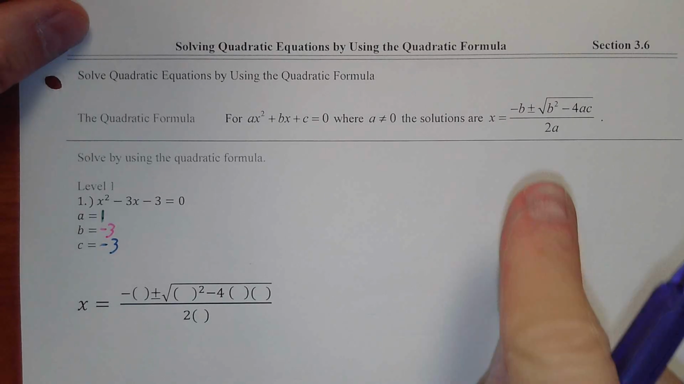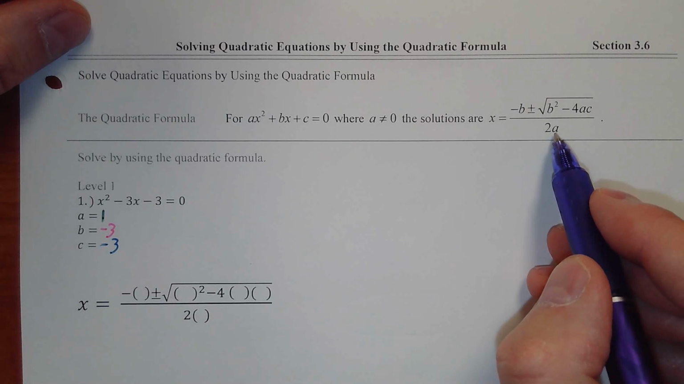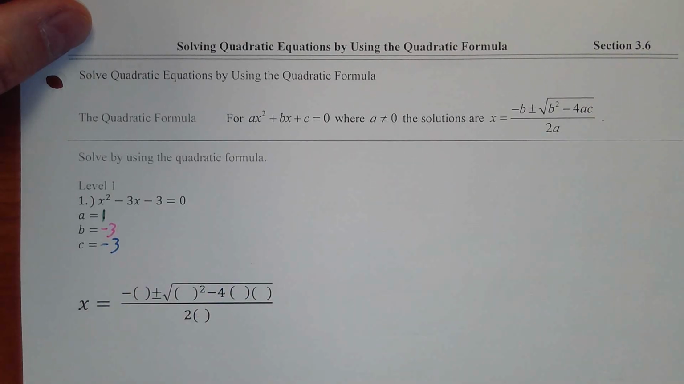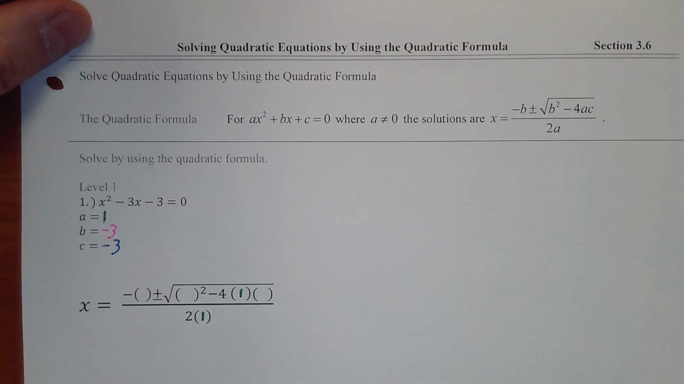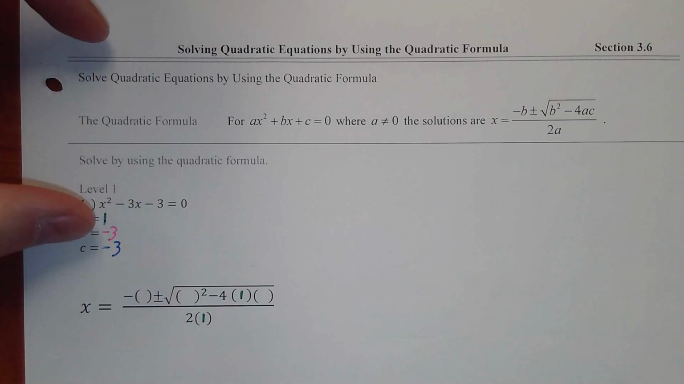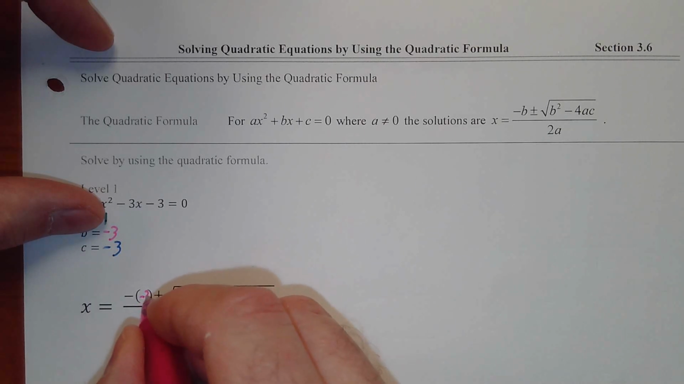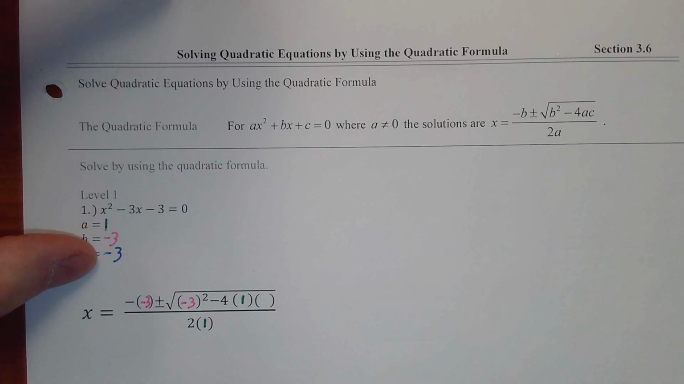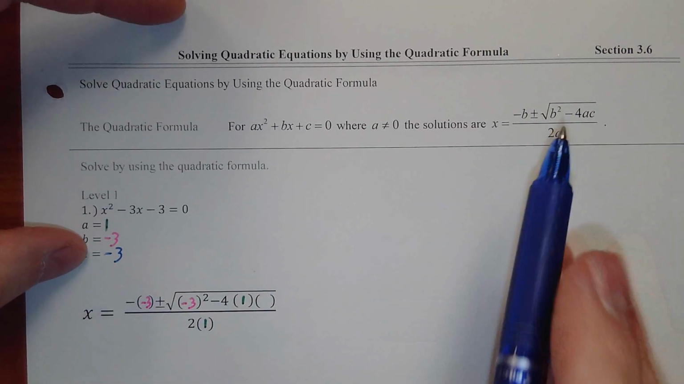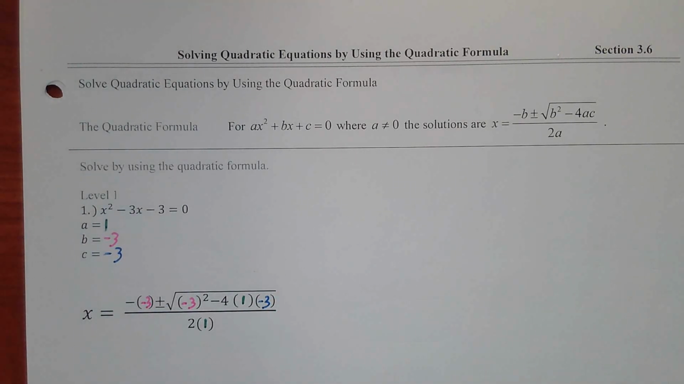And now I just plug into the formula. Wherever I see an A, I put it here and here. A is 1, so I'm going to put that here and here. Then wherever I see B, I'm going to put in this pink negative 3, so negative 3 here and negative 3 here. And then I'm going to put this blue negative 3 for C here. And now I just need to work on simplifying this.